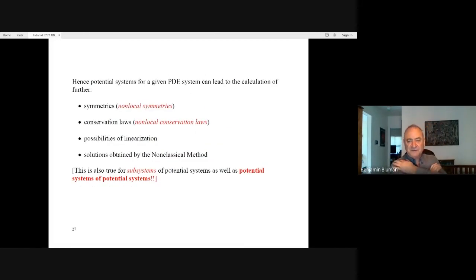So hence, potential systems for a given PDE system can lead to the calculation of further symmetries, which would be non-local symmetries, further conservation laws, non-local conservation laws, and further possibilities of linearization that are not invertible mappings. The Hopf-Cole transformation is such an example of a non-invertible mapping. And solutions can be obtained by the non-classical method, that is, we apply the non-classical method to the non-locally related system. And by the way, this is also true for subsystems of potential systems, as well as potential systems of potential systems.